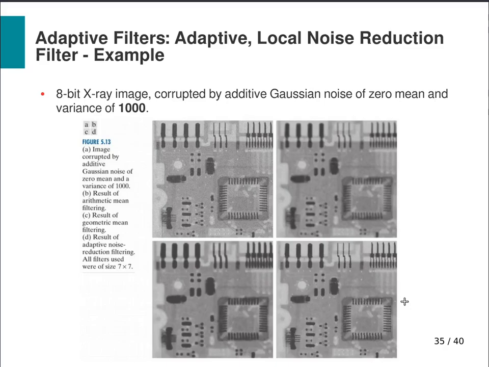you see the result of arithmetic mean filtering. So even though it was able to smooth out most of the noise, it also smooths out a lot of the features of the image. So it is not a good filter. On the bottom left corner, you see the result of geometric mean filtering. As you can see, in uniform areas, the performance is usually the same as the arithmetic mean filtering.